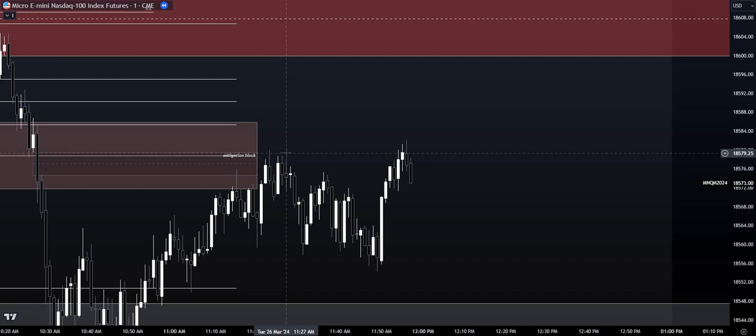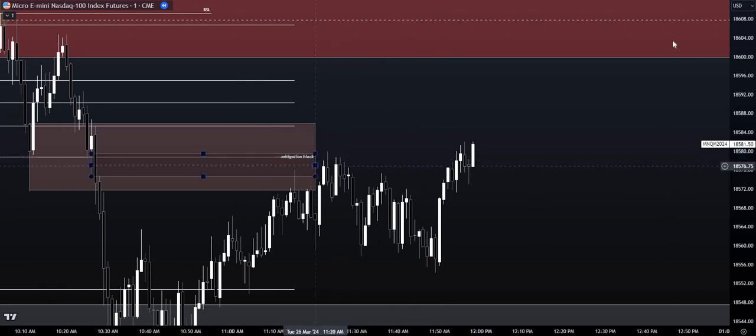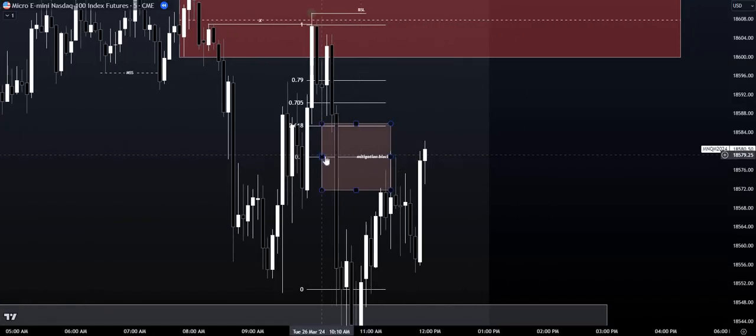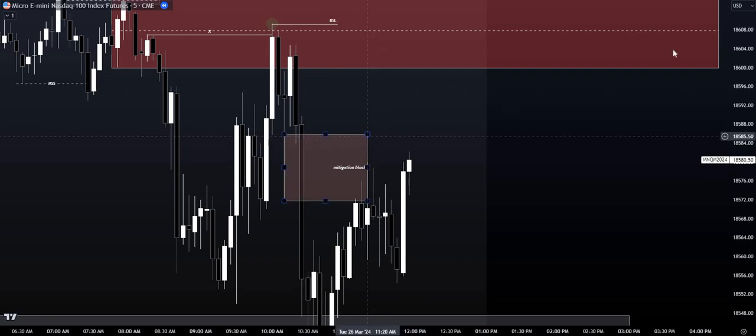So boom, we would fill this gap perfectly. Once we get this disrespect of it, now we get disrespect of this gap. So this gap is no longer valid because we can anticipate price is going to come up into optimal trade entry. So on the 5-minute time frame, what is an optimal trade entry that we can use for an entry? And we can get rid of this mitigation block as well.